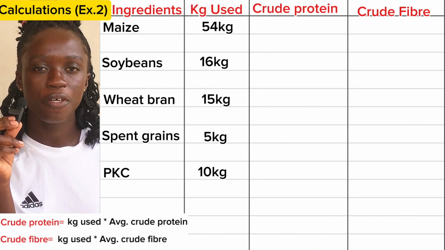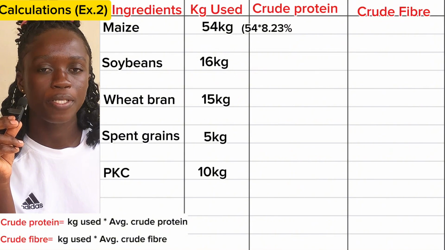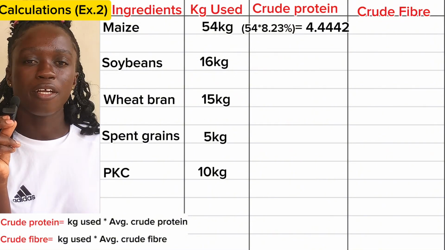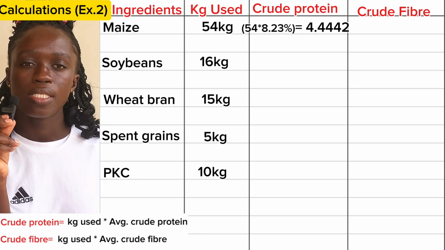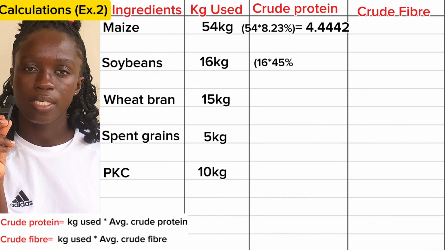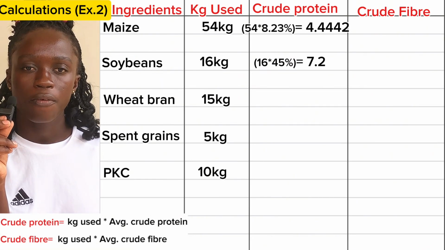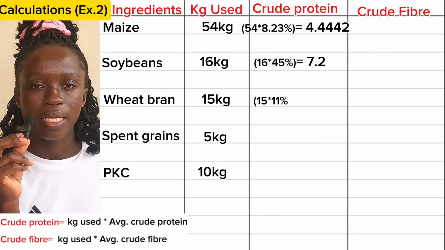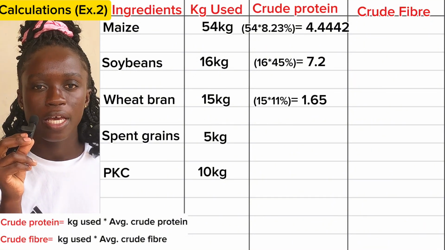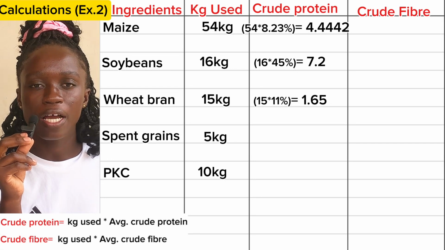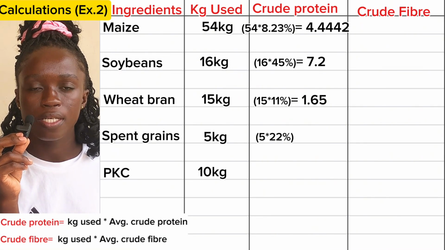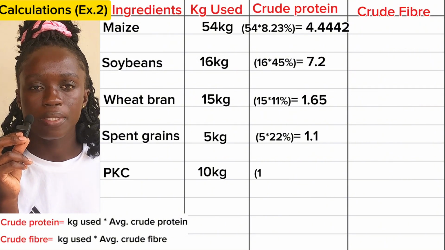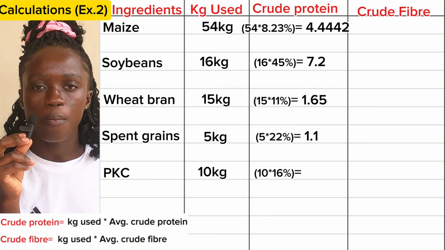So for maize, it's going to be 54 times 8.23%, which will give us 4.4442. And then for soya beans, it's going to be 16 times 45%, and that will give us 7.2. And for wheat bran, it's going to be 15 times 11%, and that will give us 1.65. And then for spent grains, it's going to be 5 times 22%, and that will give us 1.1. And then for PKC, it's going to be 10 times 16%, and that will give us 1.6.